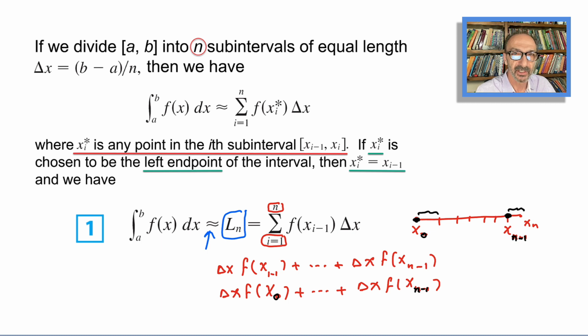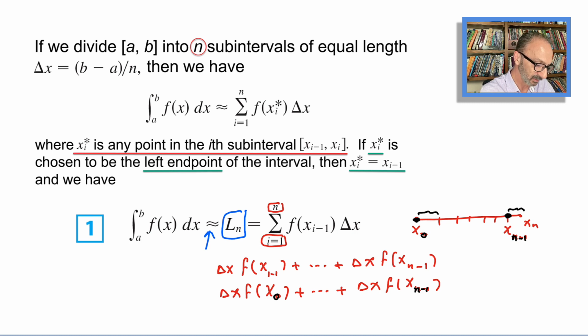If we divide the interval from a to b into n subintervals of equal length, that's called delta x equals b minus a over n, then the Riemann sum will be an approximation to the exact definite integral from a to b. Now, we usually take x sub i star as the left point, midpoint, right, and so on. But when you apply the limit, it's not going to make any difference.